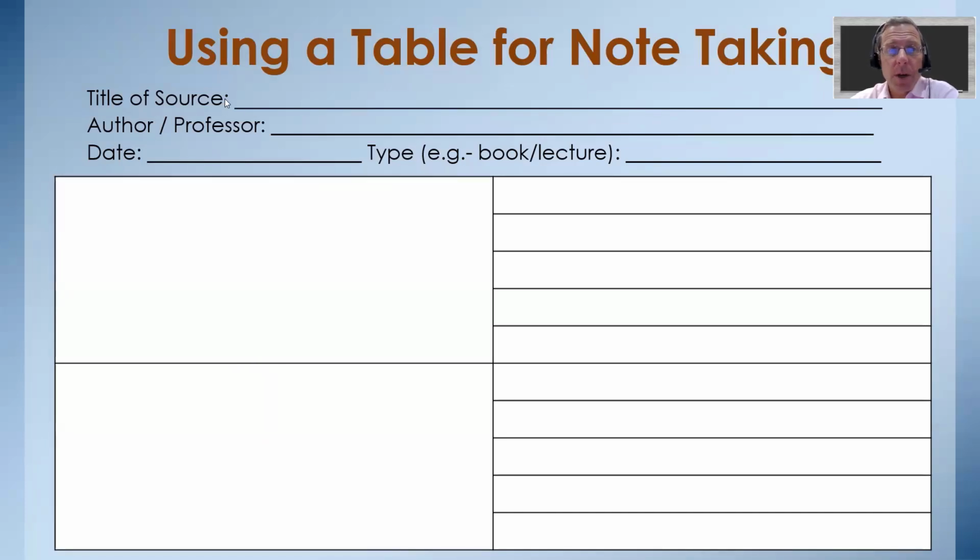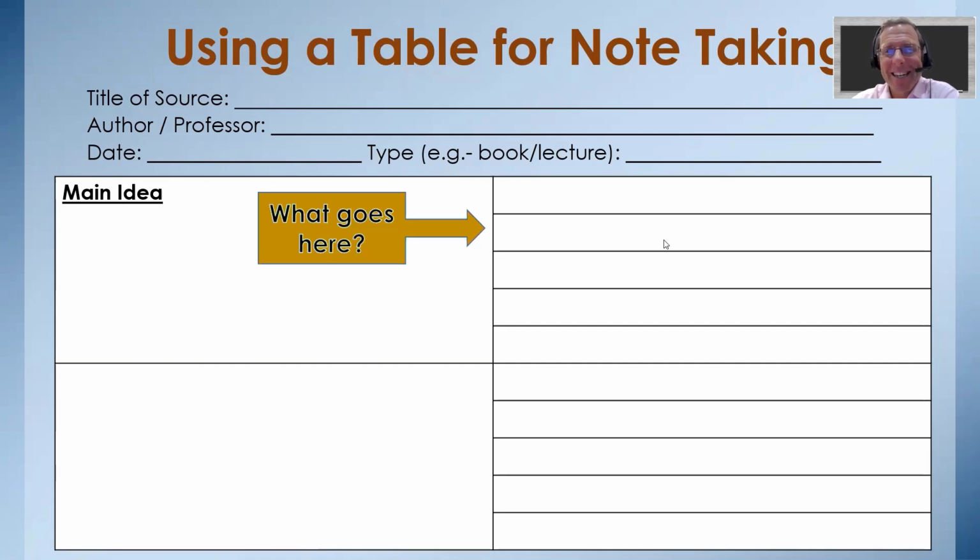So when you're taking notes, you want to write down the title of the source. That's the title of the book or the article or the lecture, the author who wrote it or the professor who's giving the lecture, the date, and what it is. Are you reading a book? Are you reading an article? Are you reading an essay? Are you listening to a lecture? Okay, and in this big space right here, you're going to put the main idea. What do you think goes here on these lines? That's right. Your supporting details go there.